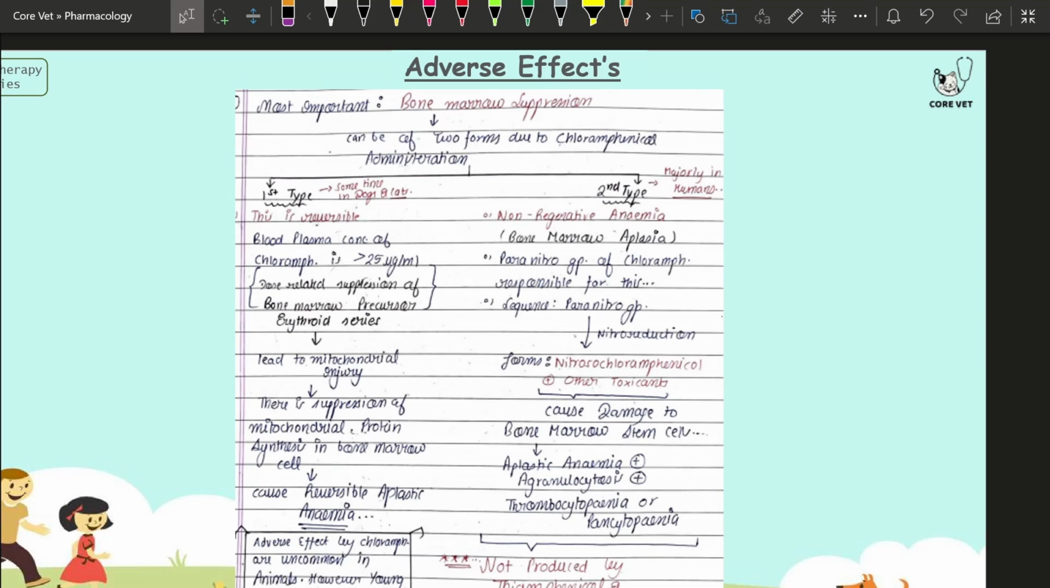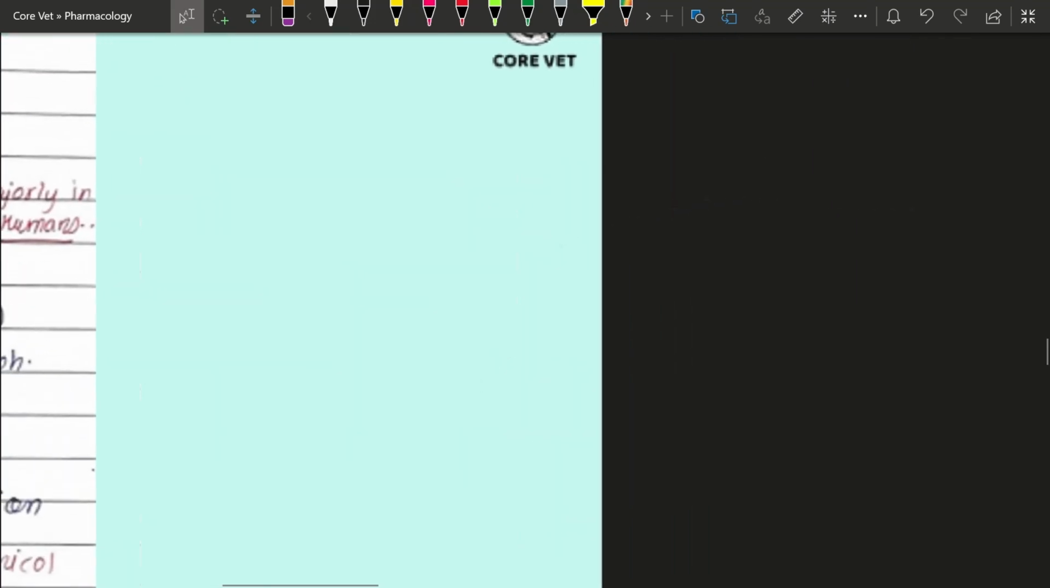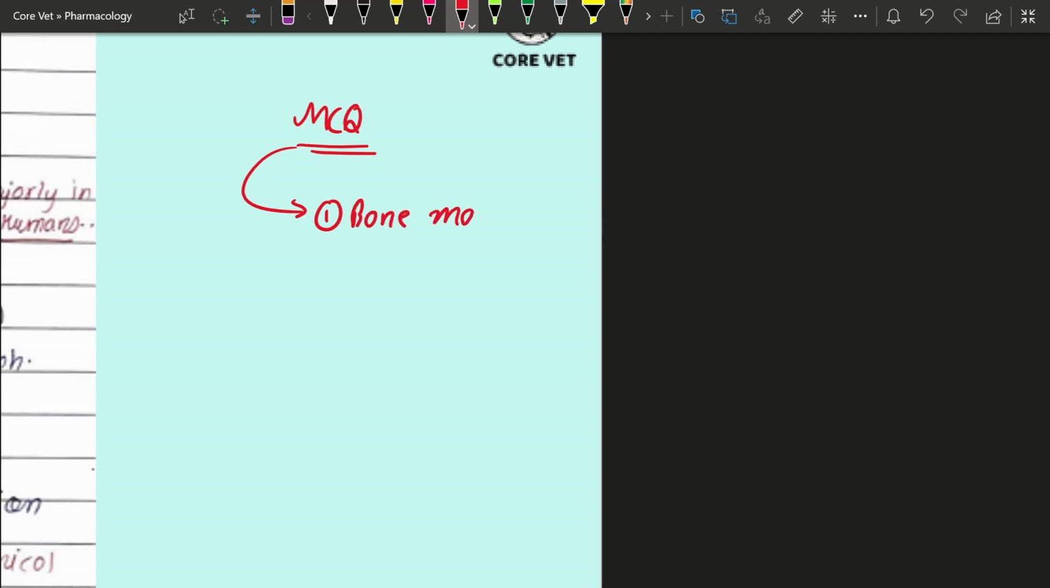Now if we talk about adverse effects, it is important to note them first. Whenever an examiner asks you a question regarding chloramphenicol adverse effects, in the MCQ part, the very first query would be bone marrow depression. Which particular class of drug leads to bone marrow depression? And second is gray baby syndrome. So the famous questions from the chloramphenicol section are bone marrow depression and gray baby syndrome.